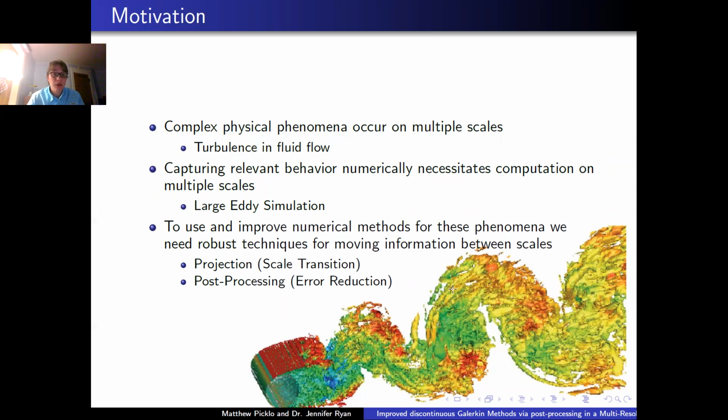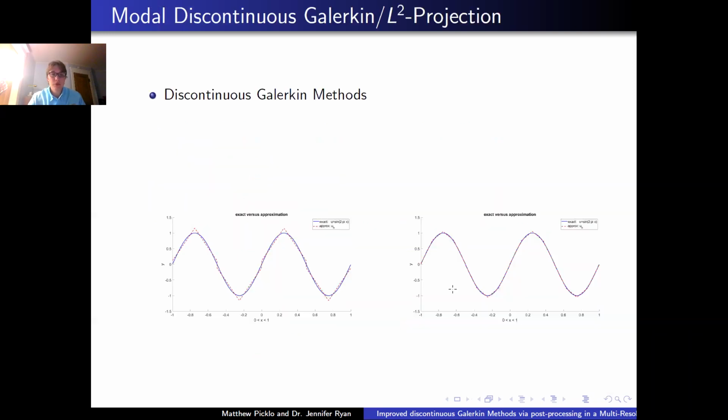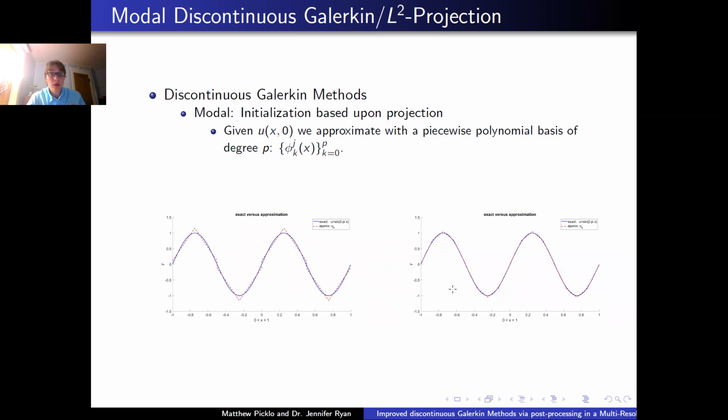This project is basically about linking together two of them: projection techniques, which allow us to transition between the scales, and post-processing techniques, which allow us to reduce the error during those transitions. So we're doing all this in the framework of discontinuous Galerkin methods. The modal variety for hyperbolic problems are initialized based upon projection. Basically, you're given an initial condition, and you approximate it with a piecewise polynomial basis of some degree. Your approximation is just a linear combination of those functions, and you evolve the coefficients of that linear combination in time according to your PDE.